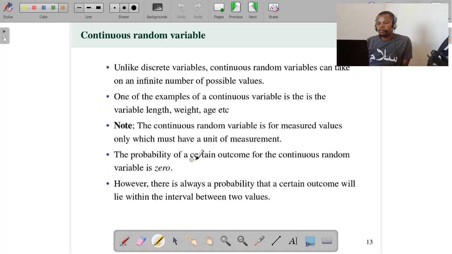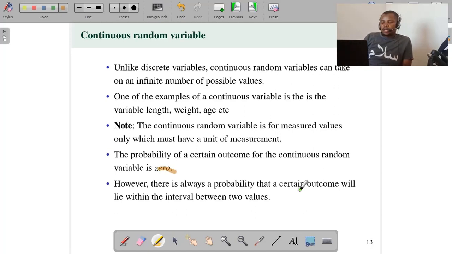So the probability of a certain outcome for a continuous random variable is 0. This is the point which I'm going to clarify later on, after what you're going to see for the density function as well as the mass function. However, there is always a probability that a certain outcome will lie within an interval between two values. So worry not about this description here. Later on, we are going to clarify it more after seeing the so-called density function as well as the mass function.